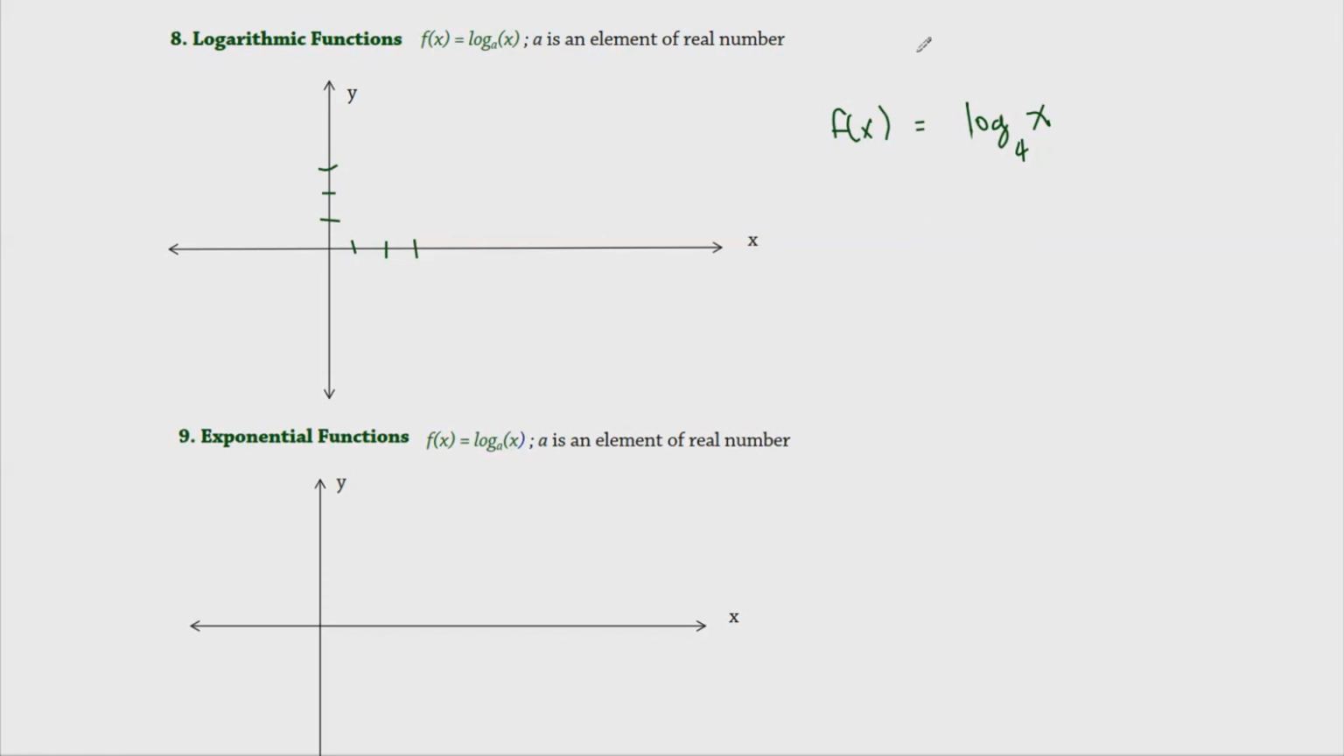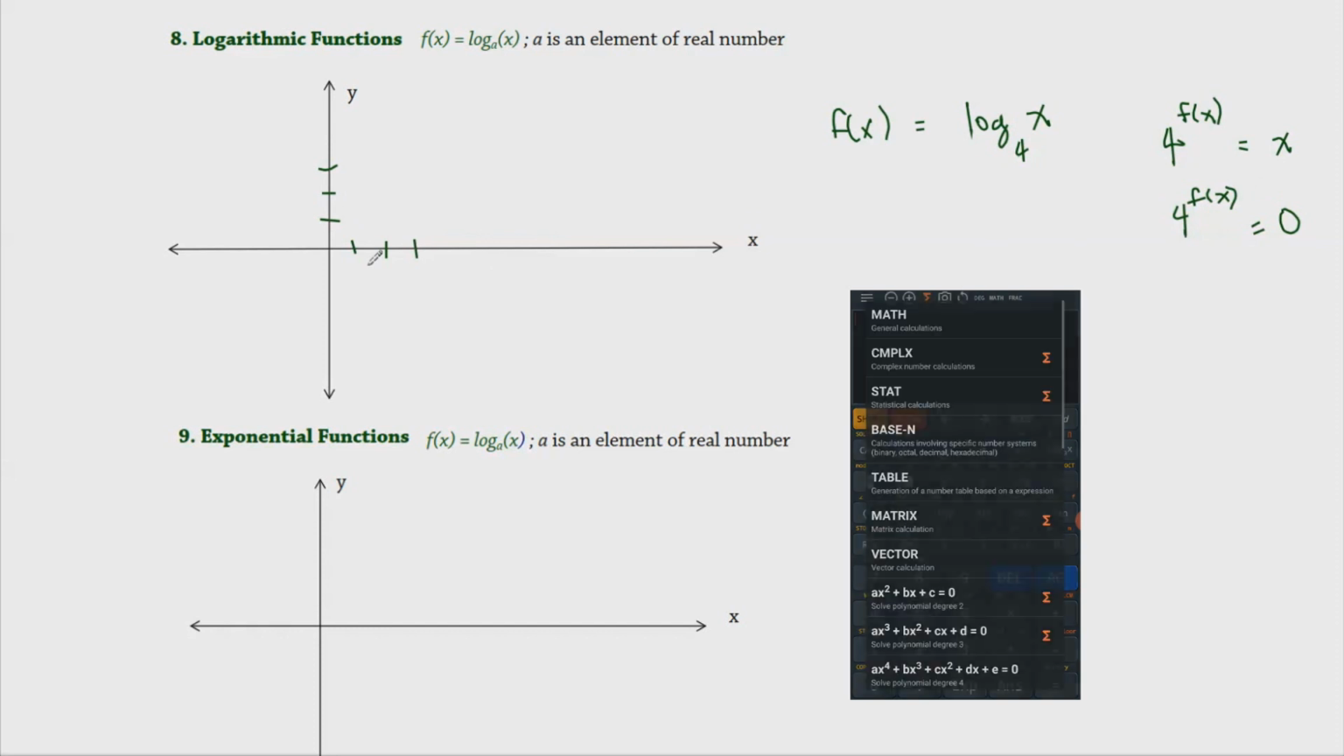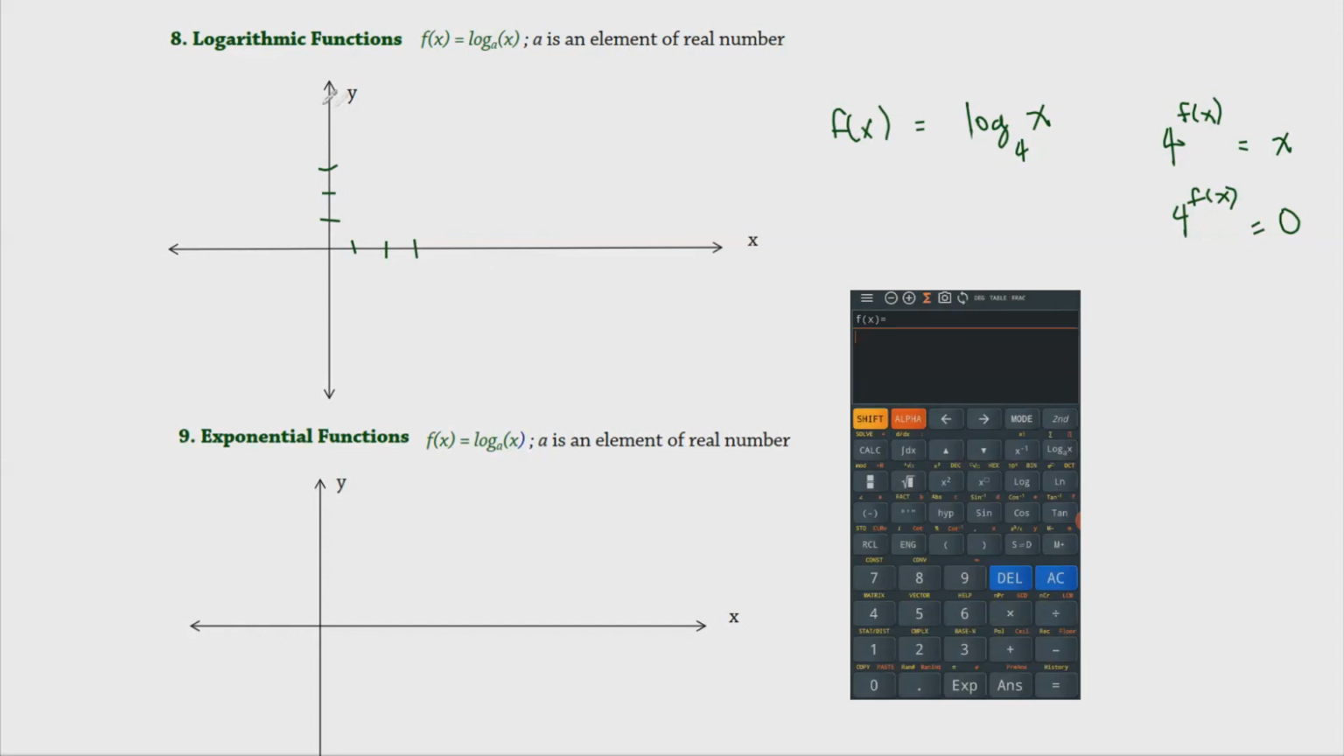When we try solving for x being equal to 0, what we get is an error, because log of x base 4 can be written as 4 raised to f of x equals x. If we wanted f of x such that 4 raised to f of x is equal to 0, can you think of a number that would give that? It is impossible, so we don't have any value for 0 here. That's why x equals 0, or simply the y-axis, becomes an asymptote for all the logarithmic functions that we have.